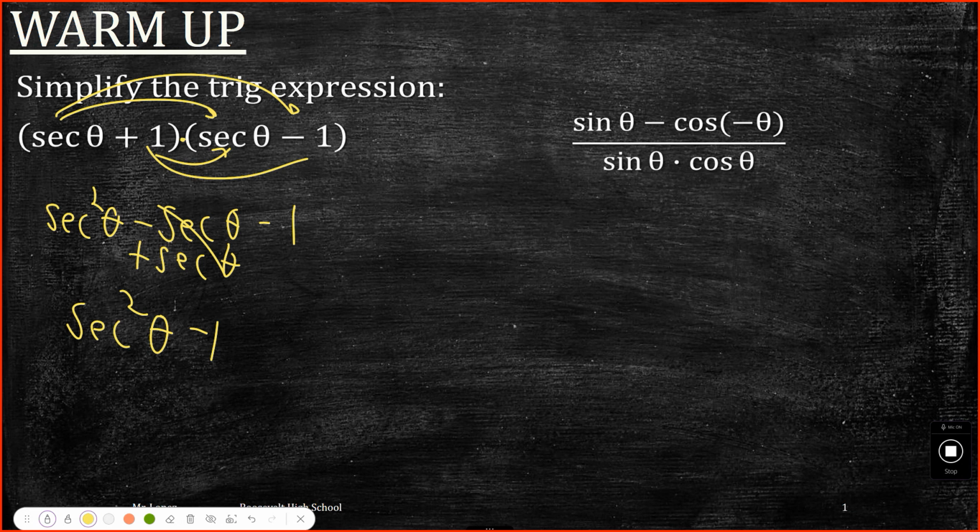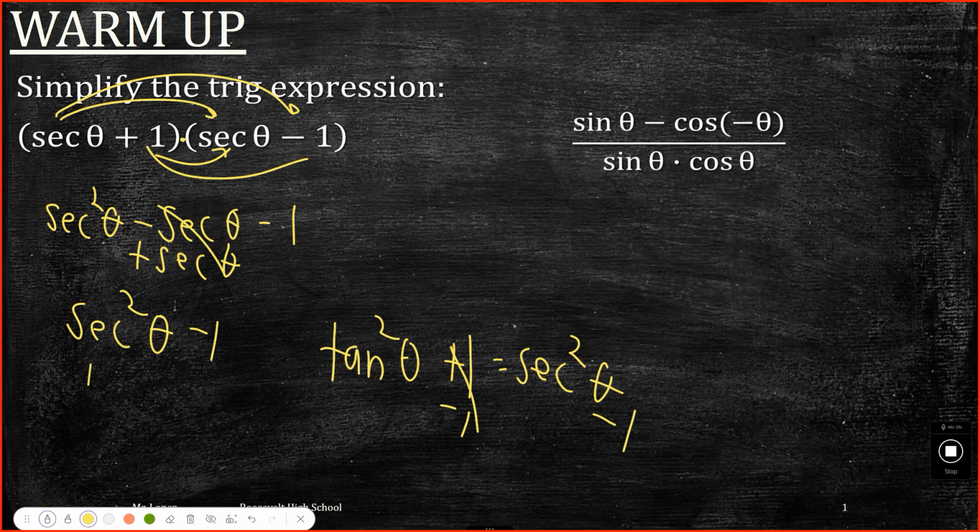Hopefully you wrote down somewhere these identities. The one identity that I could already see for this one would be tangent squared theta plus 1 equals secant squared theta. That's one of the trig identities. So if I just move this to the other side, I will get tangent squared theta equals secant squared theta minus 1. So this secant squared theta minus 1 will equal tangent squared theta.